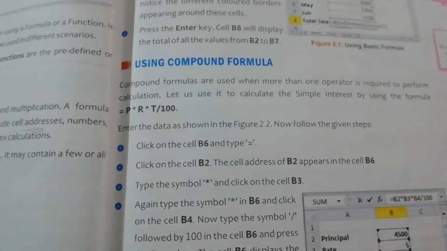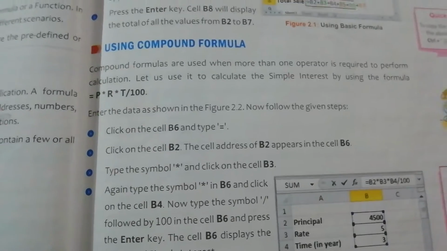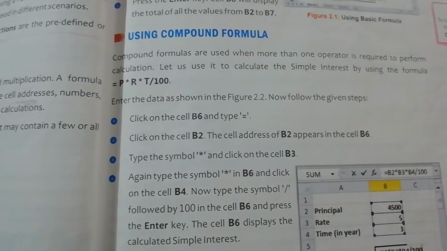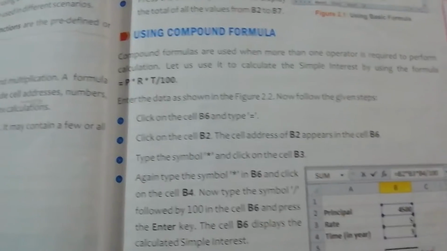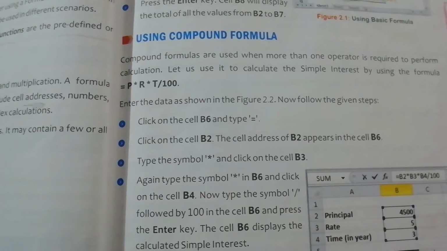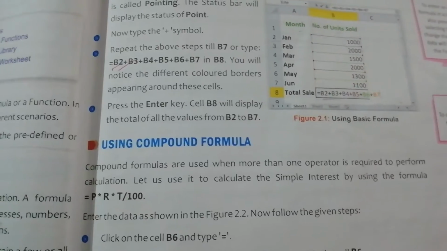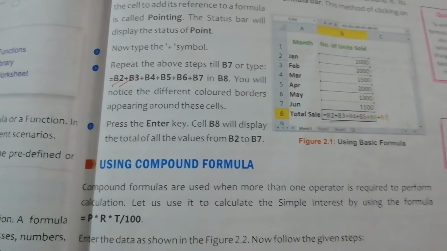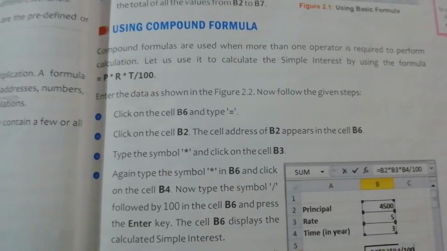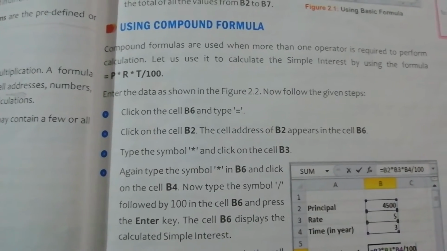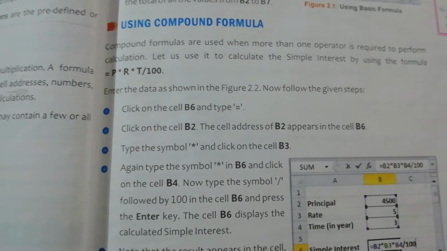Clear? So after this we are using a compound formula. What is compound? Compound means more than one. So in this topic we will use two formulas. In the first one we used only one operator, that is plus, but in this we are going to use a combination of operators or a combination of formulas.